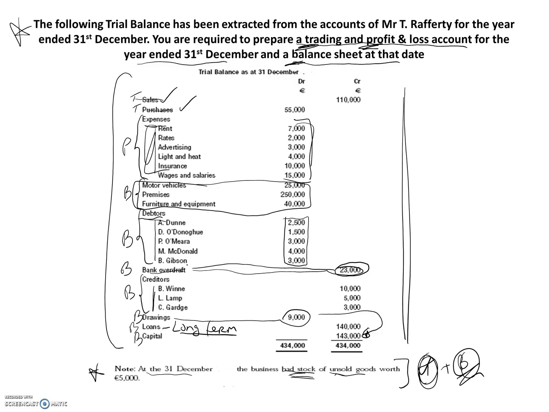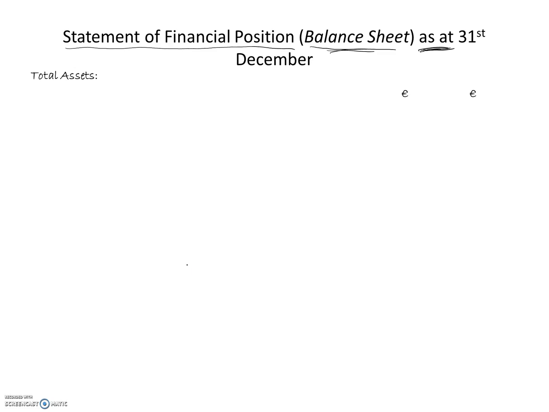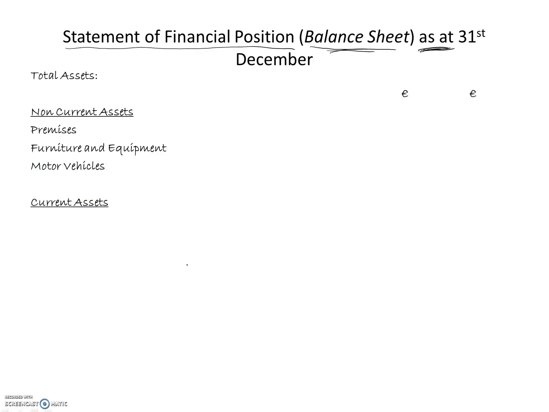So, going back now to my balance sheet, I'm going to list my total assets under those two headings I just mentioned. So my non-current assets first, and they will be the premises, the furniture and equipment, and the motor vehicles. So I'll just put those in. And then I'll list my current assets, and generally speaking current assets will be the inventory, the closing inventory, the accounts receivable, which is the debtors, and bank.